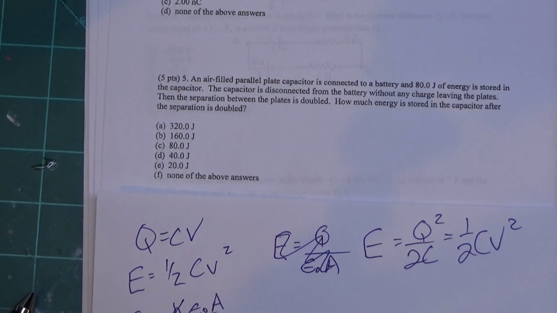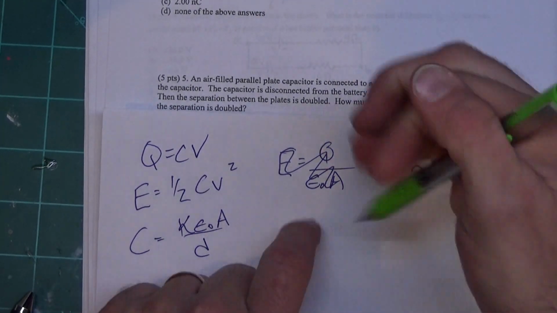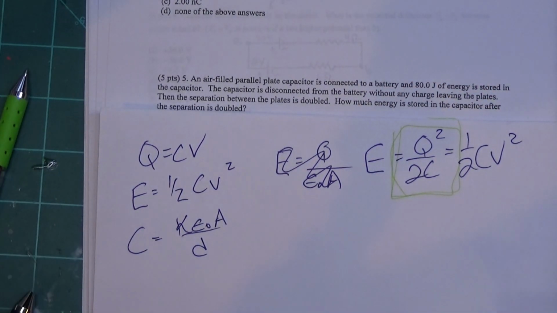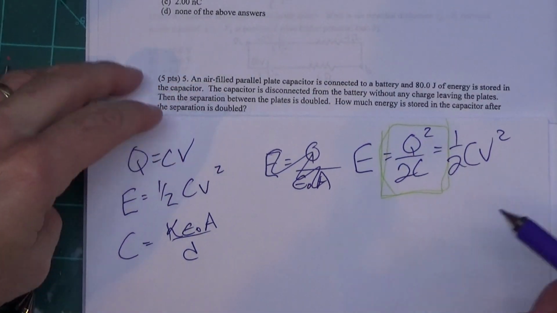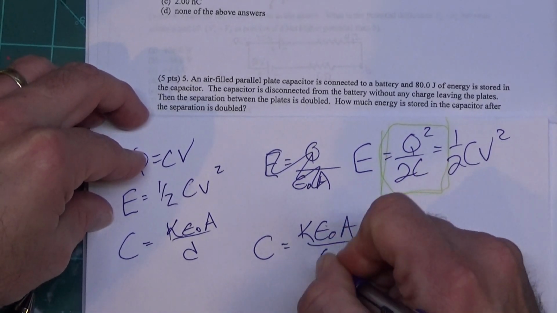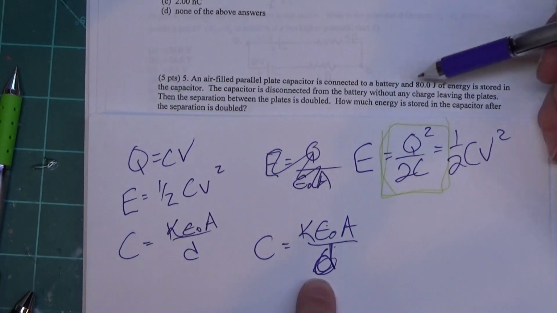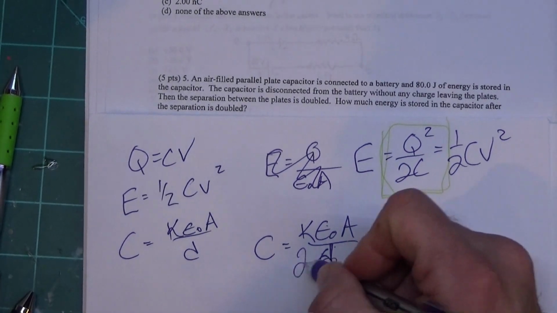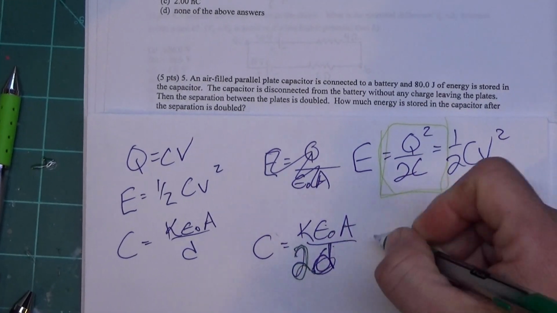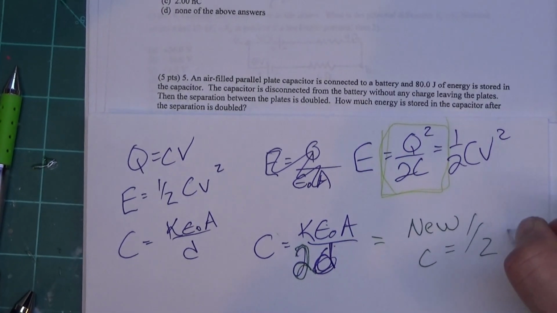Okay? Now, since the charge is constant, I'm pretty sure I should be using this part of the equation right here, since the charge is constant. Now, it says the distance between the plates is doubled. Then we have C equals K epsilon naught A over D. Now, the separation between the plates is doubled, so I'm going to double the separation on the bottom. So if I'm multiplying the bottom of this thing right here by 2, that means my new C is 1/2 the old C.